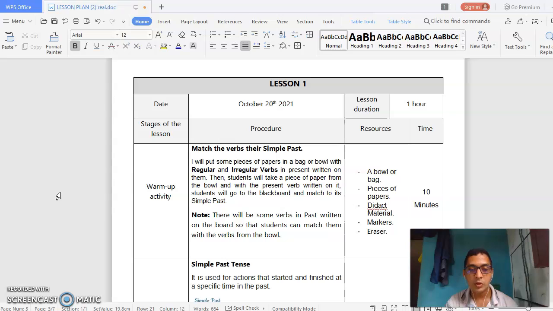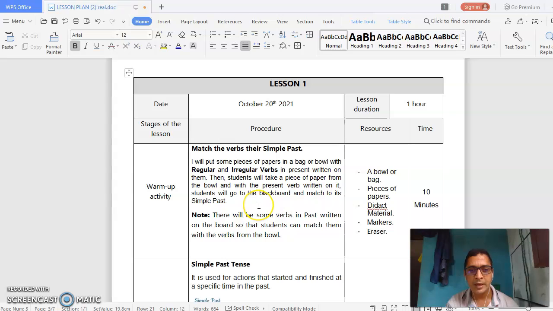I'm studying English education at Secar University. I'm a pre-service teacher at Nuevo Dia School. I'm working with 6th grade students on the topic simple past tense, guys. So it is the first lesson, it is lesson number 1 that I'm going to be explaining right now.